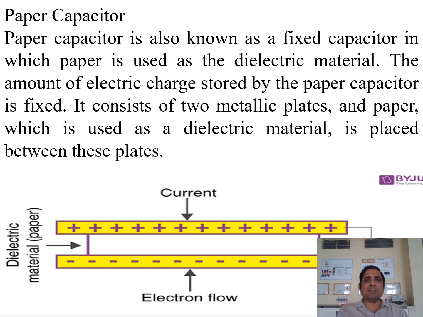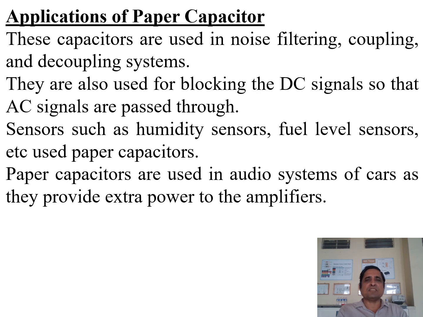Then paper capacitor is also known as fixed capacitor, in which paper is used as dielectric material. The amount of electric charge stored by the paper capacitor is fixed. Applications, they are used for filtering, coupling and decoupling systems. They are also used for blocking the DC signals so that AC signals are passed through. They are used as sensors such as humidity sensors, fuel level sensors. These capacitors are used in audio systems of cars as they provide extra power to the amplifier.